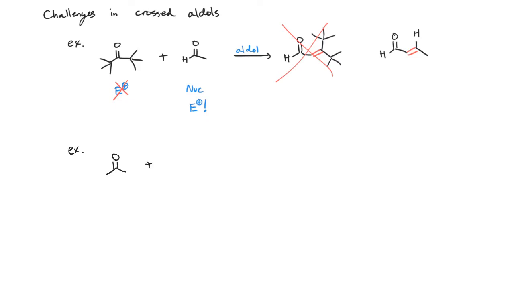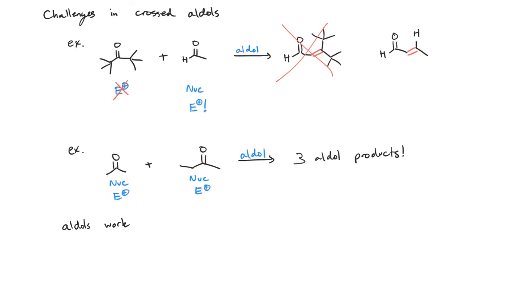Okay, here's another example of a challenge. So let's say I take acetone and I want to react it now with 2-butanone and I want to do an aldol reaction. Well, now there's not really a great choice in terms of where my enol or enolate is going to form. And so what that means is that I have multiple different potential aldol products because both of my molecules are equally good at being nucleophilic or electrophilic. And so that means that crossed aldols will only really work well if we are correctly using the most electrophilic carbonyl as our electrophile and the most easily enolizable carbonyl as our enol.